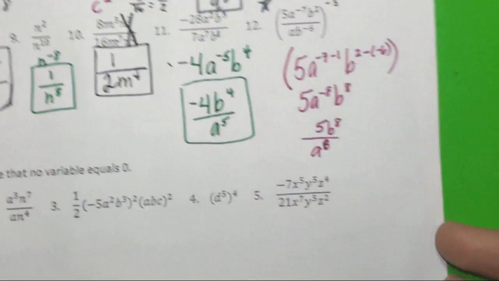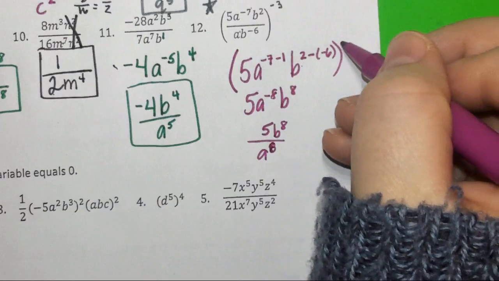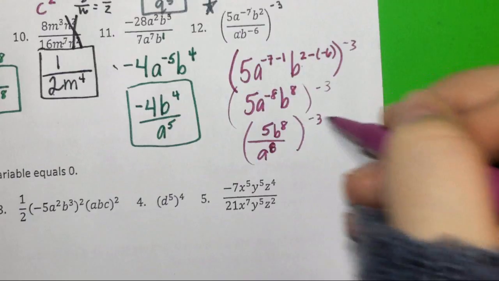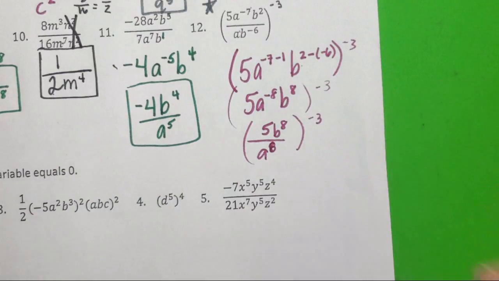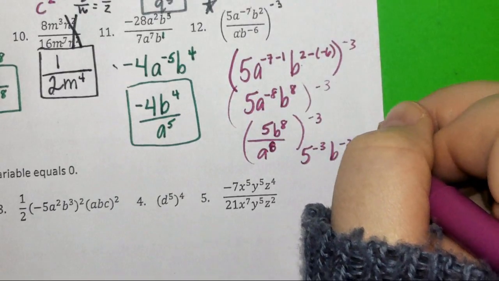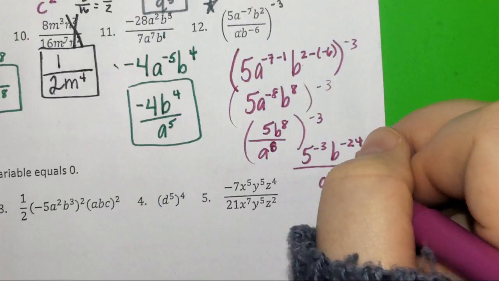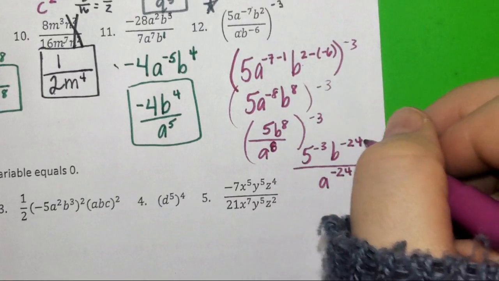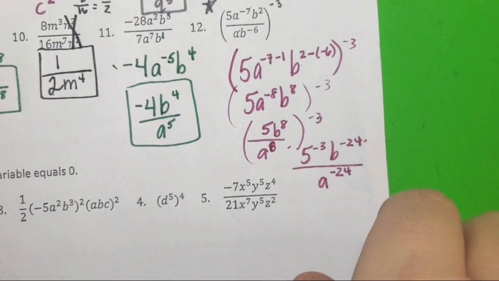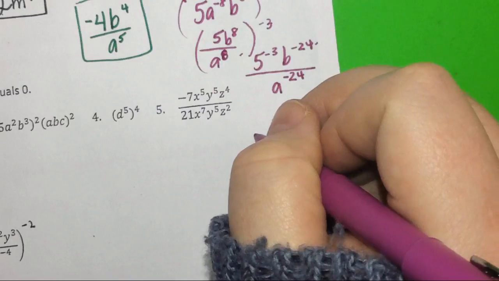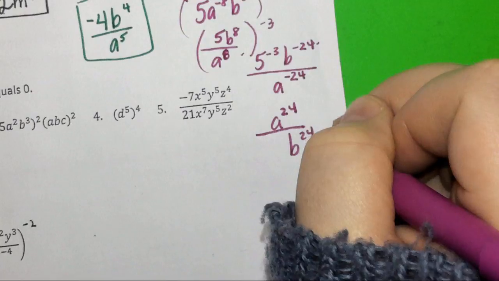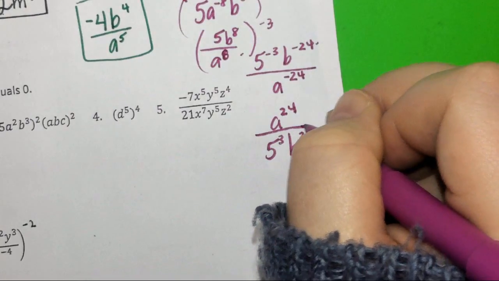But again, this entire thing needs to be raised to the negative 3 power. I got to raise the whole shebang to the negative 3rd. So when I do that, I end up with 5 to the negative 3rd, b to the negative 24, a to the negative 24, because 8 times negative 3 is negative 24. We're not allowed to have negative exponents, are we? So I've got a lot of flip-flopping to do. The a needs to be a positive 24, the b needs to be a positive 24, and that 5 needs to be raised to the positive 3.